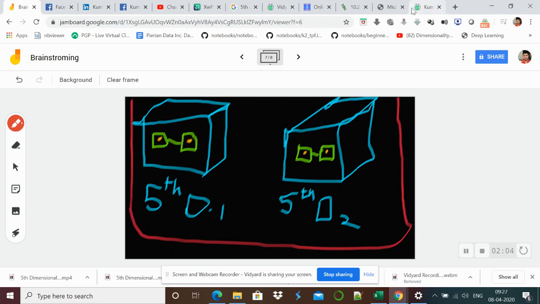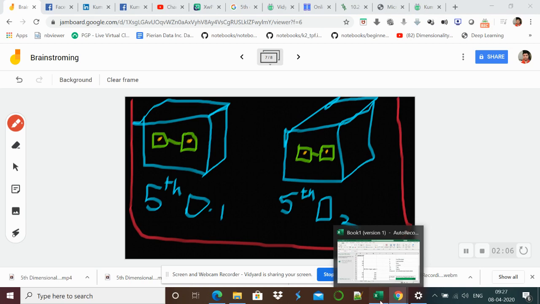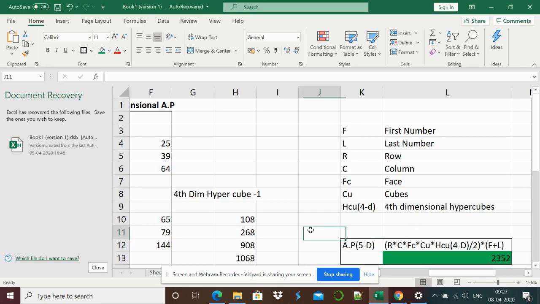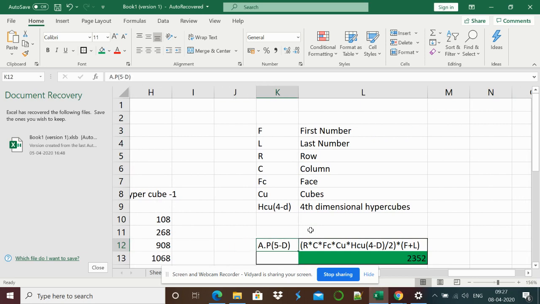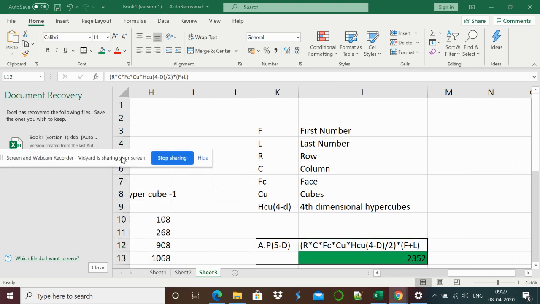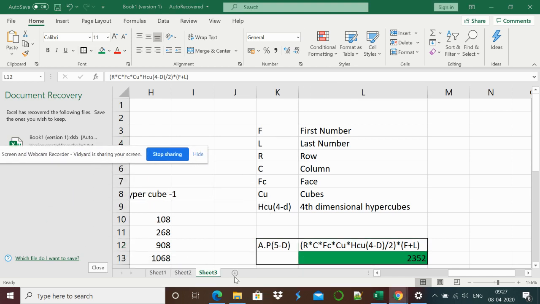As I told you previously, for the fifth dimension we verified that the values are coming properly. So I want to make it a more generic formula now. To make you understand this clearly, I just copy this arithmetic progression that we are doing here.